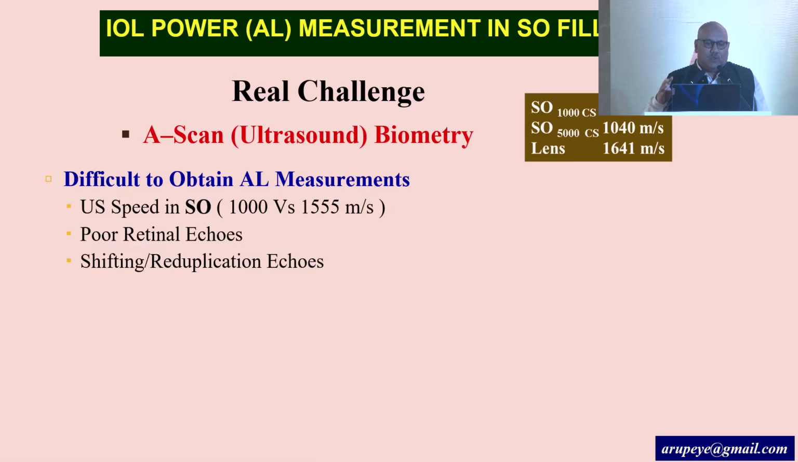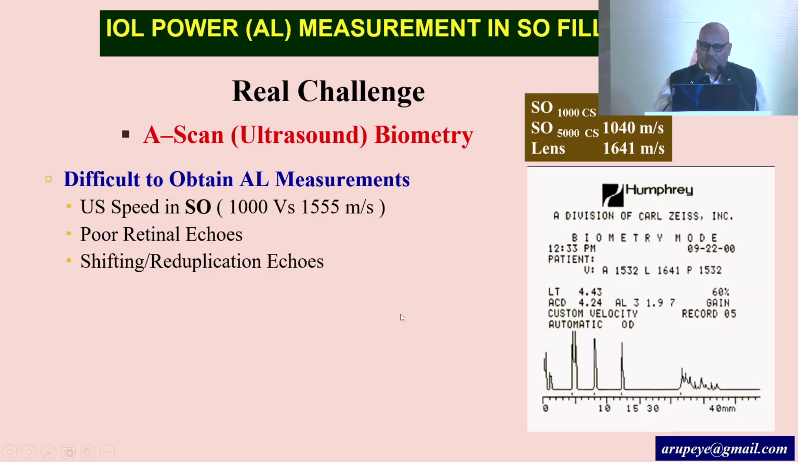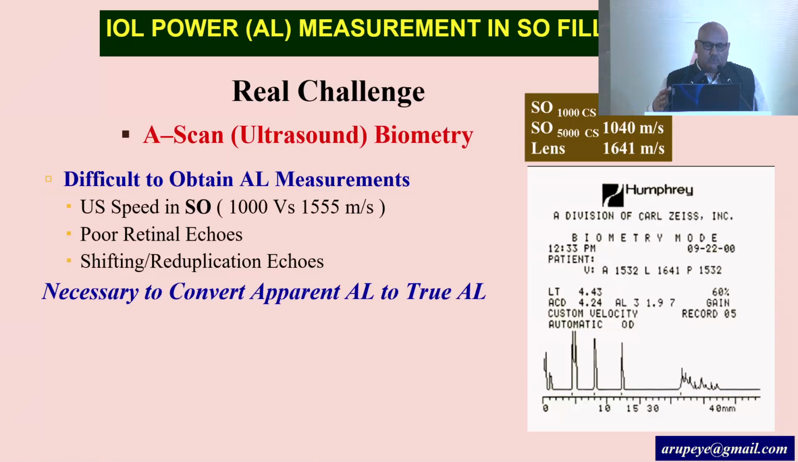See, the silicone oil in the posterior segment reduces the velocity of sound in the posterior segment. So you also get poor retinal echoes, and because there may be multiple bubbles of silicone oil in the posterior segment, you may have a shifting or duplication of the echoes. So ultimately you have, like for example here, these are the echoes from the retina, which is very, I don't know, am I visible on the screen? I'm not able to get my pointer here. Okay. So you need to convert the apparent axial length to the true axial length.